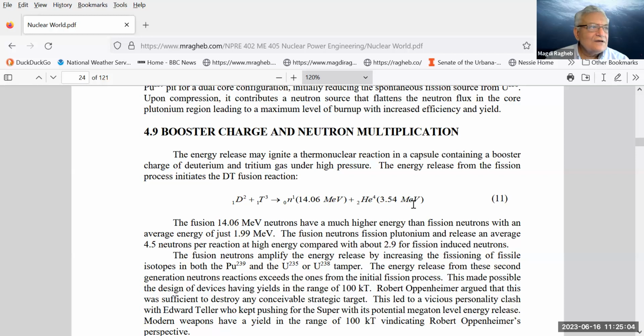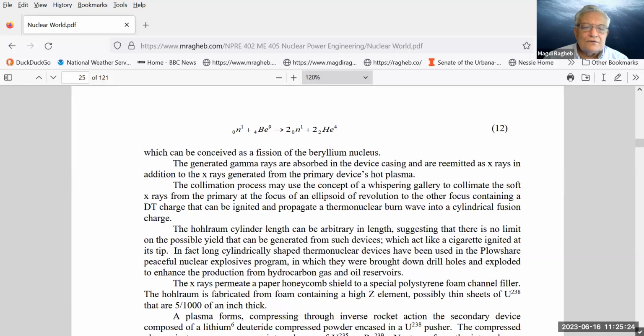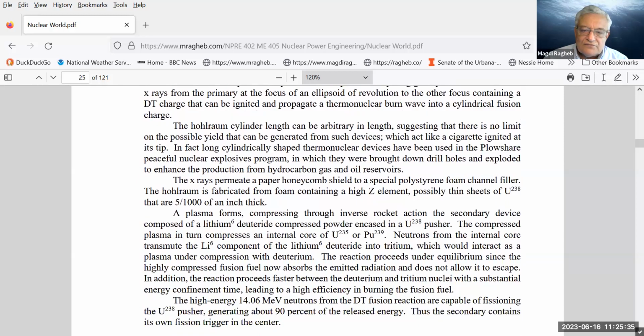So fission is energy rich, but neutron poor. The neutrons from a fission reaction come out, as we said earlier, at only 2 million electron volts of energy, whereas a neutron from a fusion reaction comes out at 14 million electron volts of energy. You can use what are called neutron multipliers in the device. A neutron would interact with beryllium-9, producing 2 neutrons, increasing the efficiency of the device, and sometimes beryllium has been used for that purpose.